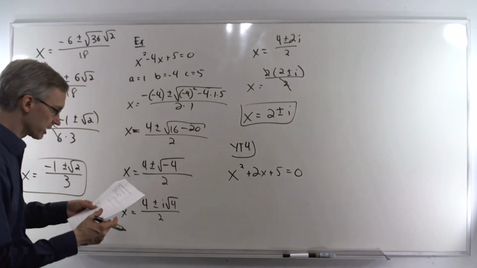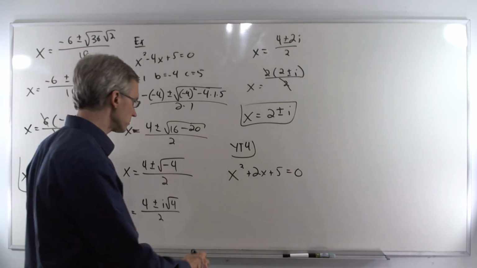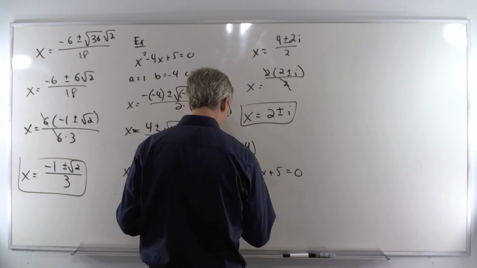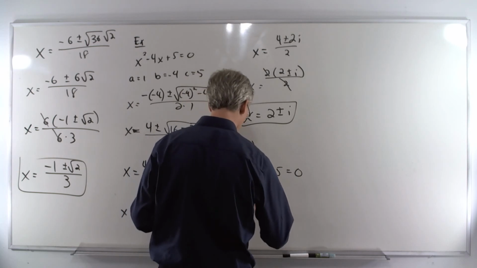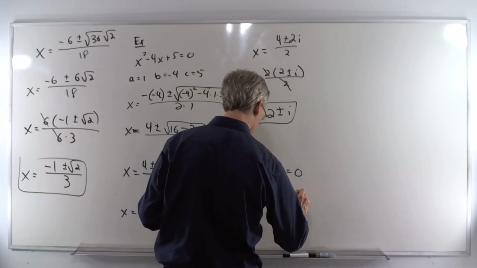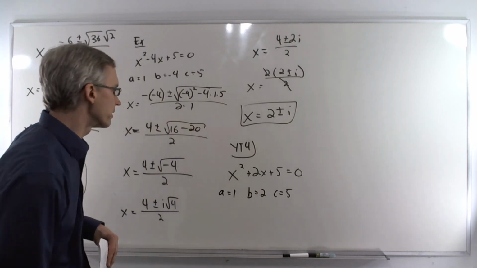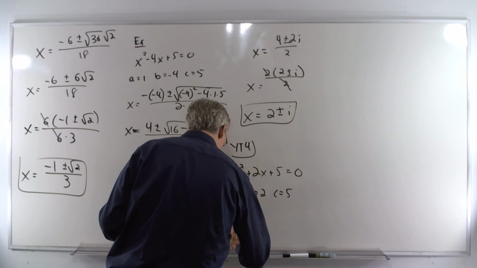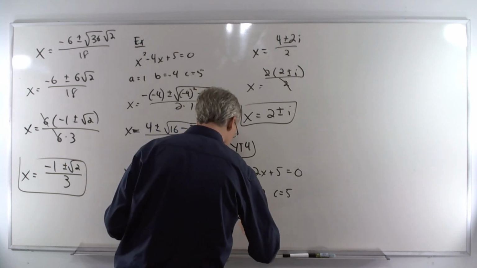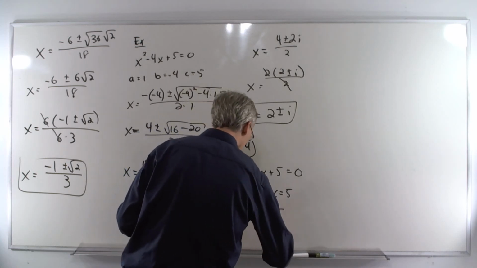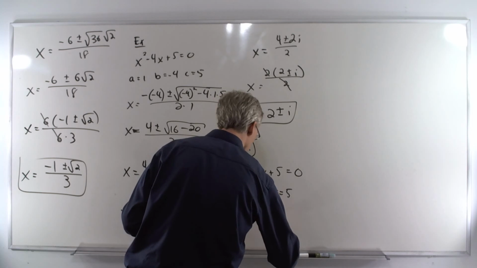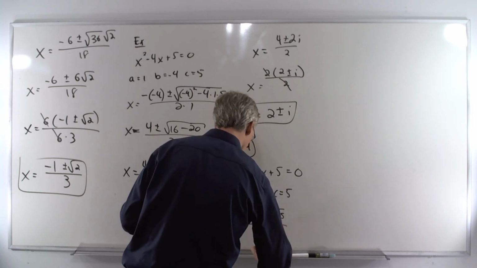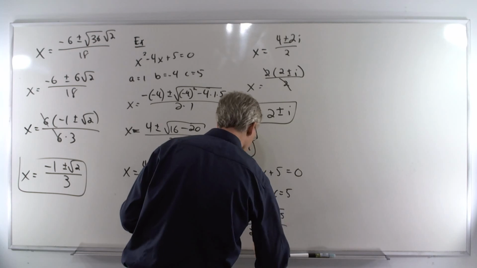x squared plus 2x plus 5 equals 0. We're in standard form, so go right to step 2. That gives us a equals 1, b equals 2, c equals 5. Now let's plug it in, see what we get. Right, negative b, so that's negative 2, plus or minus the square root of 2 squared minus 4 times 1 times 5, all over 2 times a, or 2 times 1.